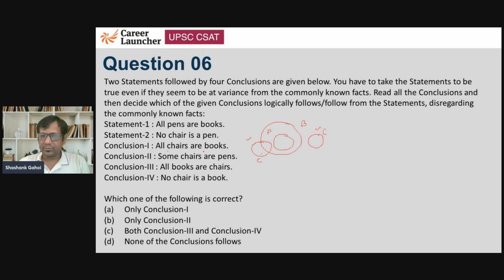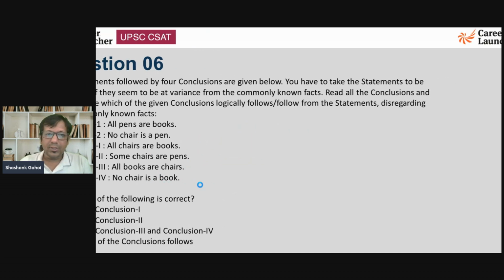All chairs are books. That may be true, I don't know, but it will not be definitely true. Some chairs are pens. That is definitely false. All books are chairs. That's definitely false. No chair is a book. Again, we cannot conclude that, because it is a possibility that some chairs can be books. So this is also false. The answer of this question is going to be option D, because all this is talking about a possibility, not a definite conclusion. That's the reason none of these follows.